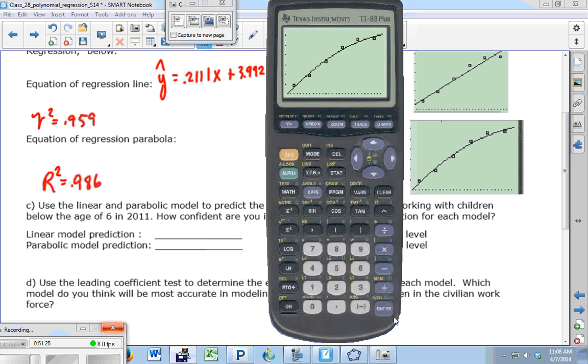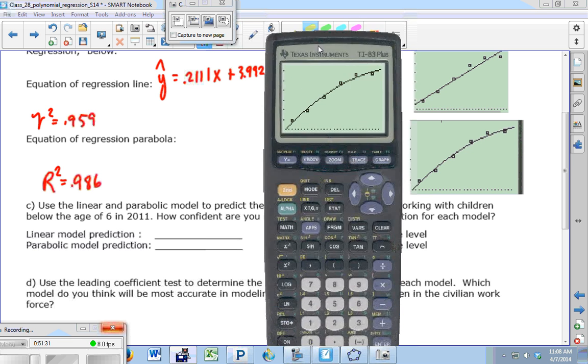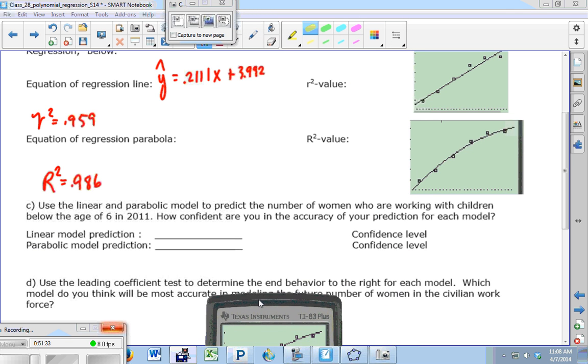So again, I remove the equation. Doesn't matter right now for our purposes. So use the linear and the parabolic model to predict the number of women who are working with children in 2011. So let's do that.